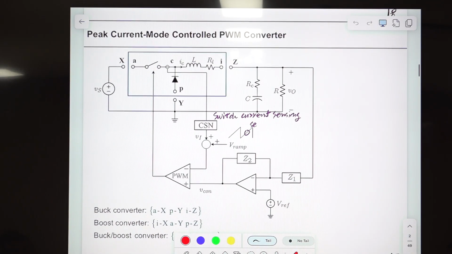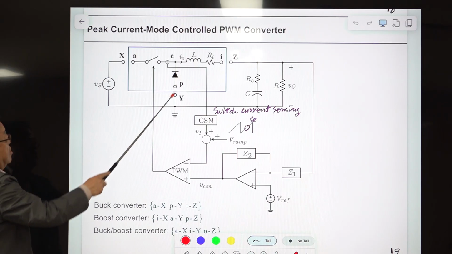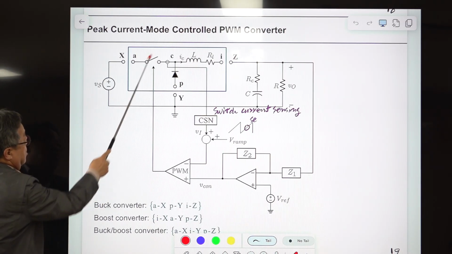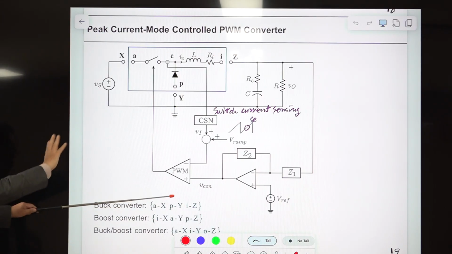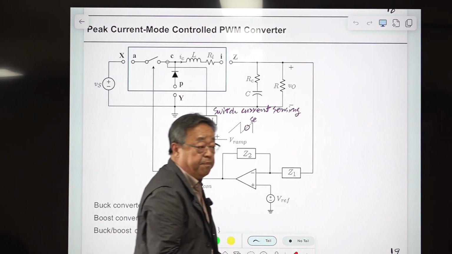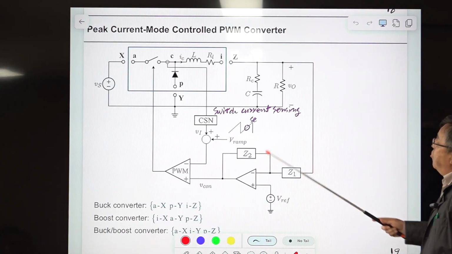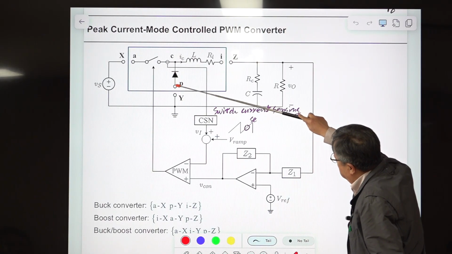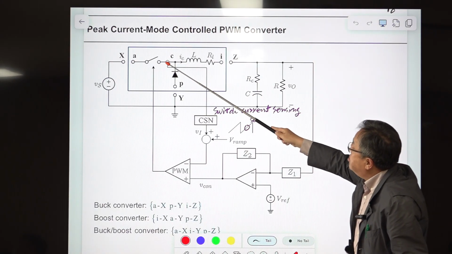This is the circuit diagram of a peak current mode controlled PWM converter. So here is the PWM switch. With this connection, it becomes a buck converter. With a different connection, it becomes a boost or buck-boost converter. So this will be the general structure of a current mode controlled converter. It really doesn't matter for this case. If you assume this kind of connection, it is a buck converter, and this is the switch current.